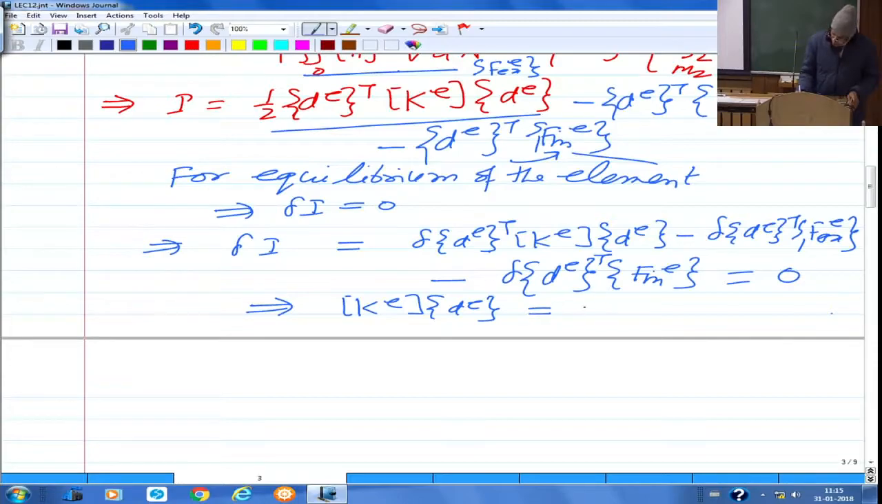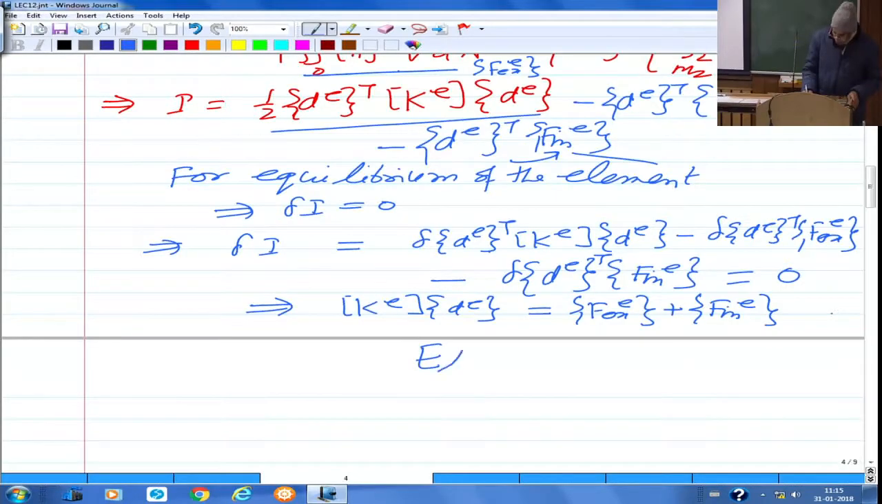So if you take them to the right hand side, you can write this as F external for the element plus F internal for the element. So in between steps we had done earlier. So you call this the element level governing equation.